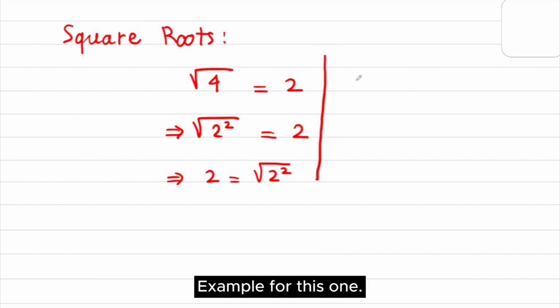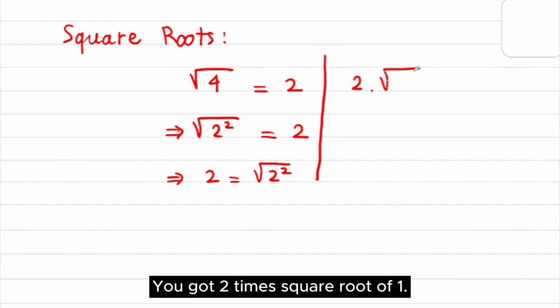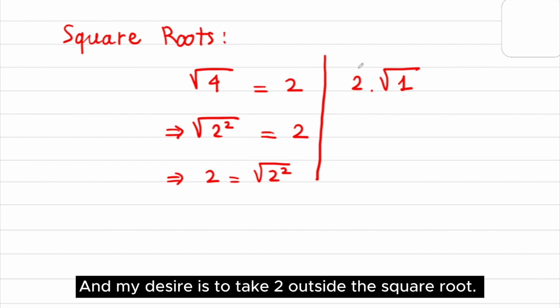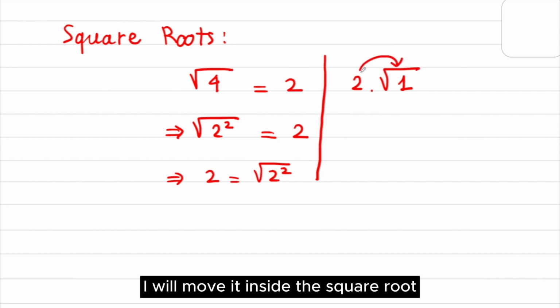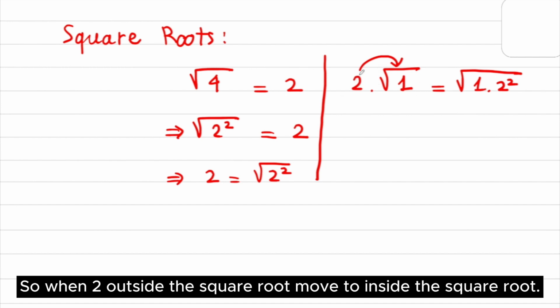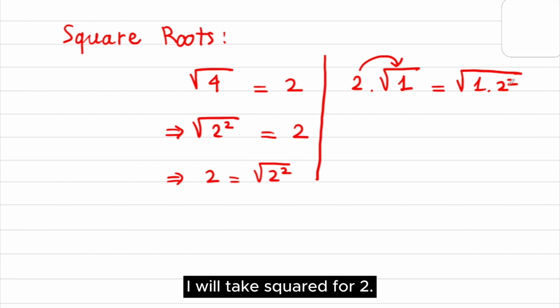Example, for this one, you got 2 times square root of 1. It means 2, right? And my idea is I want to take 2 outside the square root and move it inside the bracket, inside the square root, sorry. And I will take the square of that number. Look at this: 1 times 2 squared. So when the 2 outside the square root moves to inside the square root, I will take the square of 2.